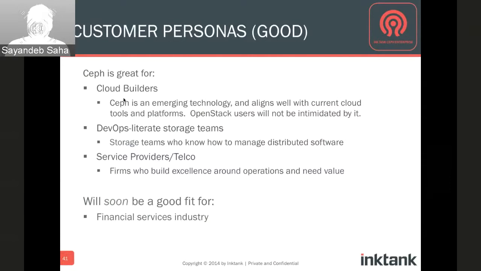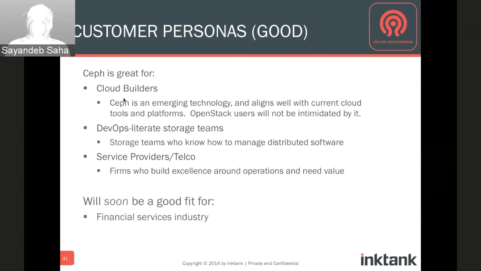They're not your typical storage admins who expect a box to be delivered to them, which you plug in and then out pops a GUI. You basically run a GUI on a web browser and then start configuring LUNs and exposing them to your customers. So that's not the profile of customers that Ceph has been sold to. In general, that's something to keep in mind.